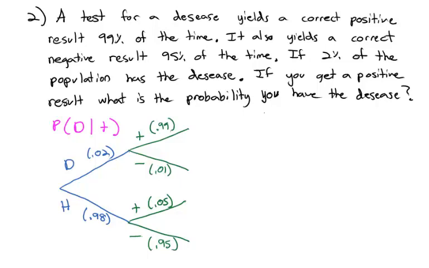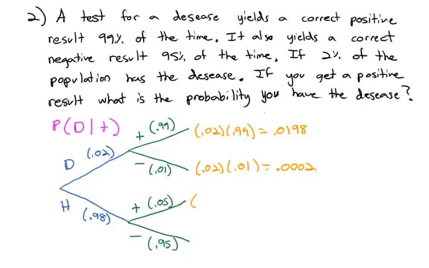We can calculate all the individual results then. Have the disease, correct positive is 0.02 times 0.99. Let me try a different color here so I can be consistent. 0.02 times 0.99. That's 0.0198. The false negative is 0.02 times 0.01, which is 0.0002.